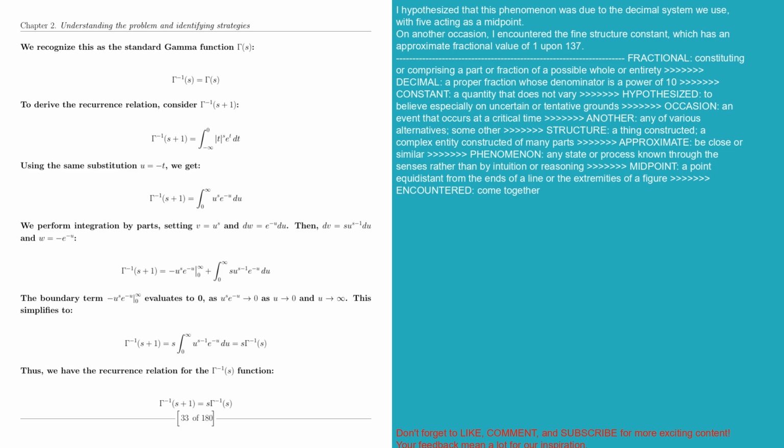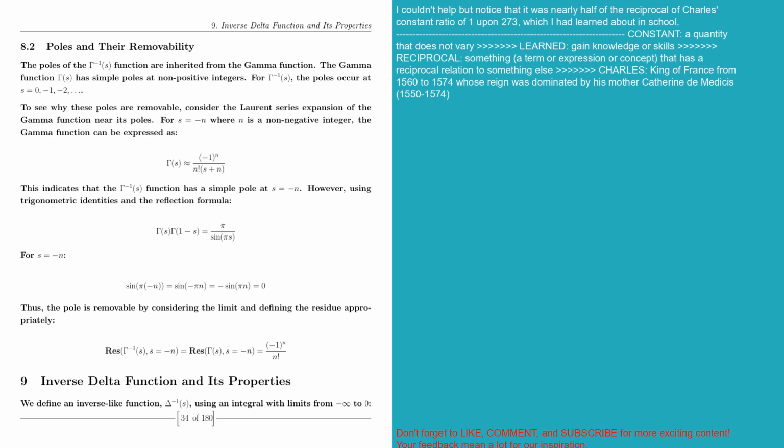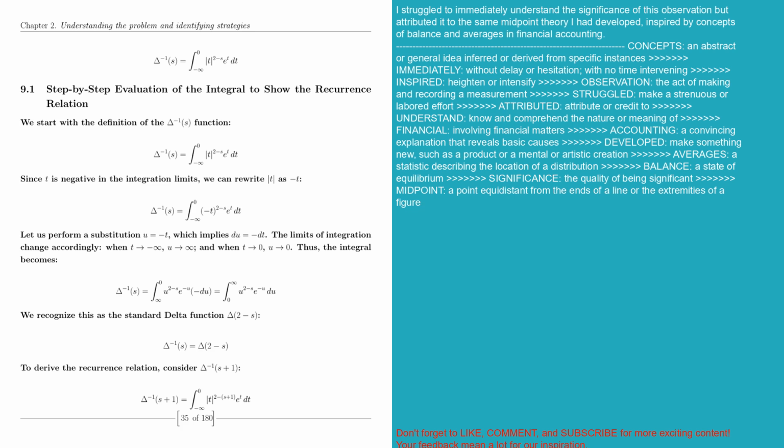On another occasion, I encountered the fine structure constant, which has an approximate fractional value of 1 upon 137. I couldn't help but notice that it was nearly half of the reciprocal of Charles's constant ratio of 1 upon 273, which I had learned about in school. I struggled to immediately understand the significance of this observation, but attributed it to the same midpoint theory I had developed, inspired by concepts of balance and averages in financial accounting.